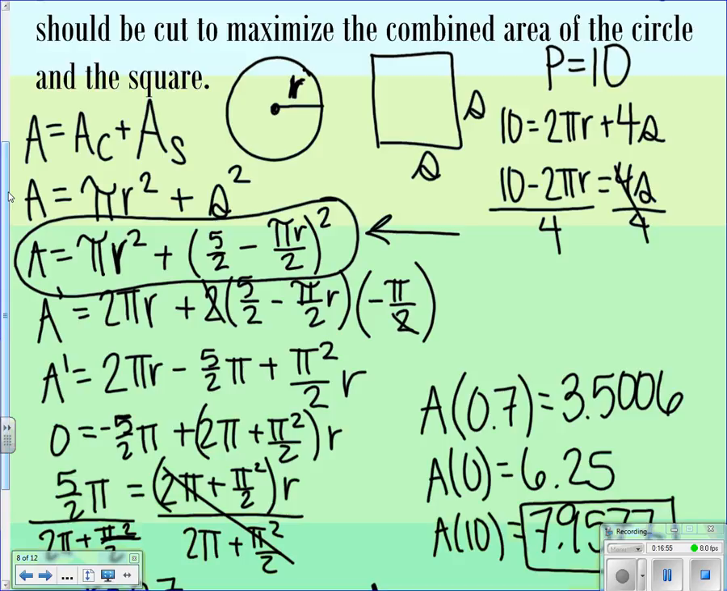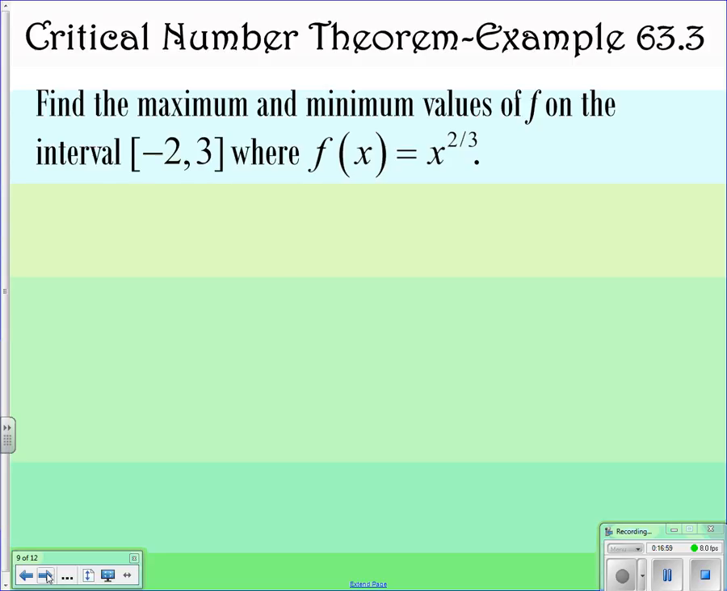Okay, so looking at the next example, we want to find the max and min values of f on the interval from -2 to 3, where our function is x to the 2/3. So what we're going to do is take the derivative, and we have 2/3 x to the -1/3. And so now we're going to write it as 2 over 3 and the cube root of x.